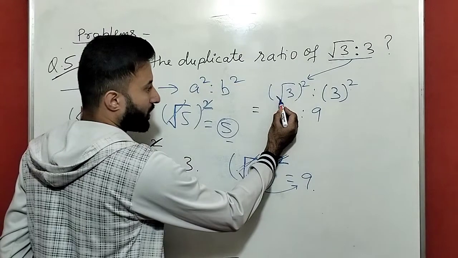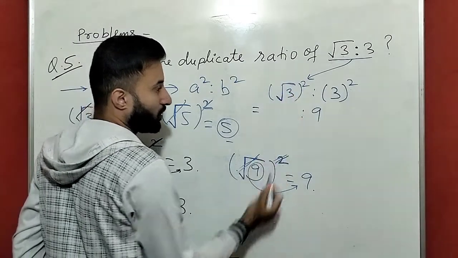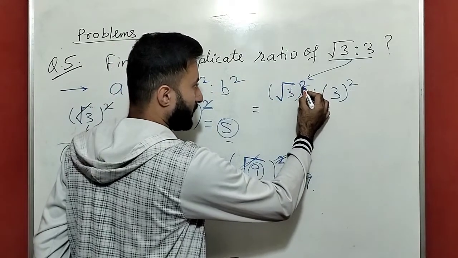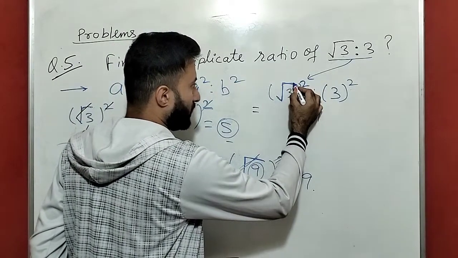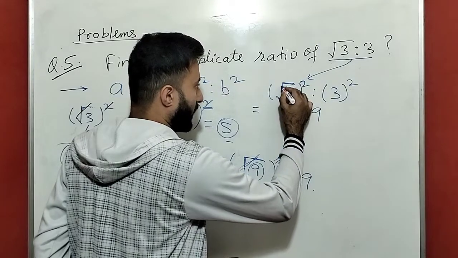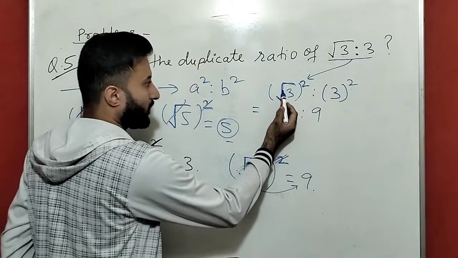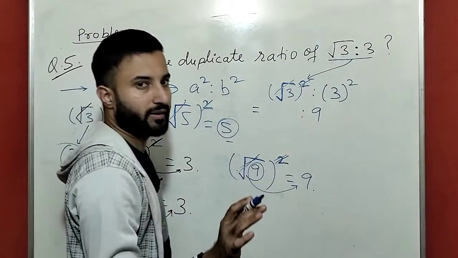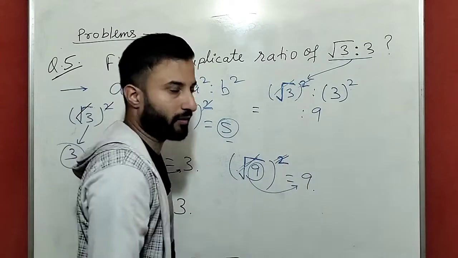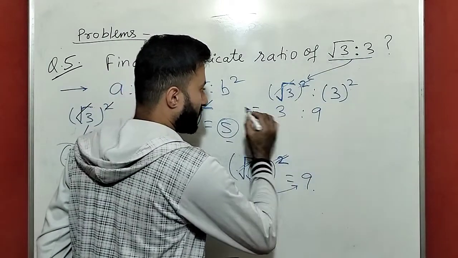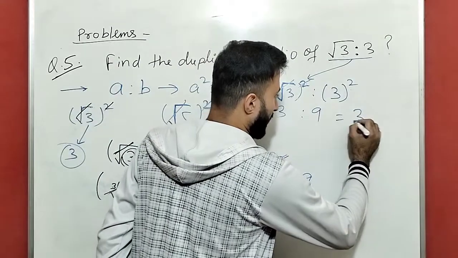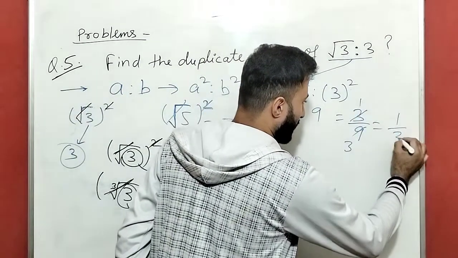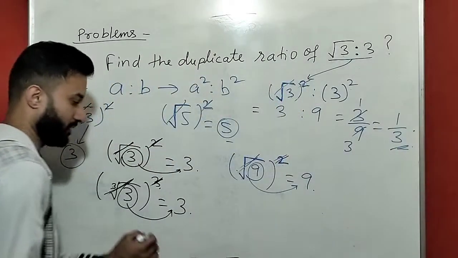So we will see, okay, this is a square root and this is a square. So whenever a square root and square are given, the square root and square will get cancelled. The cube root and cube will get cancelled. So the answer is 3. So guys, it is 3 by 9. We will simplify it. It will be 1 by 3. So the answer is 1 by 3.